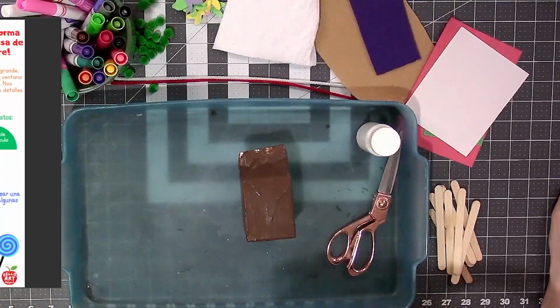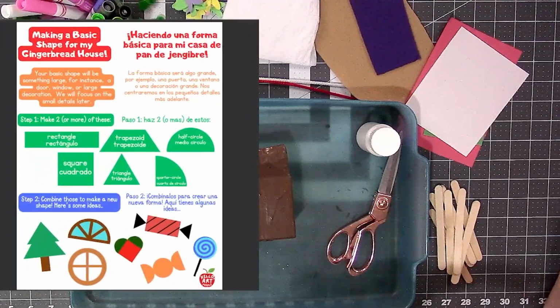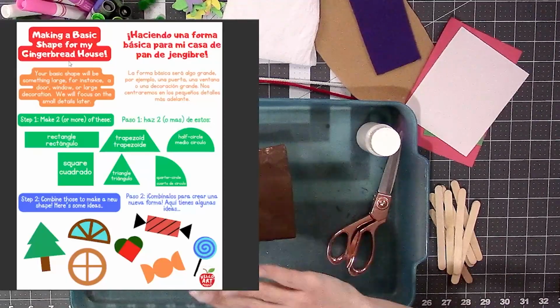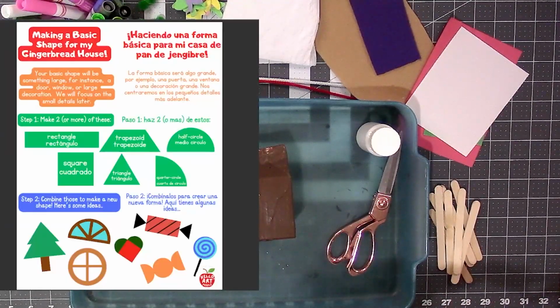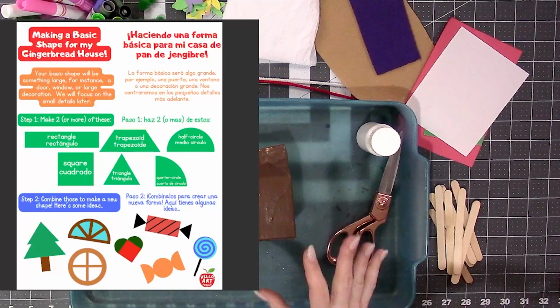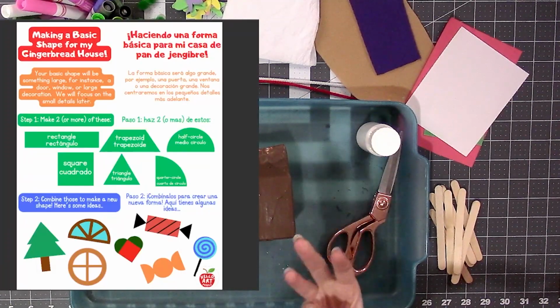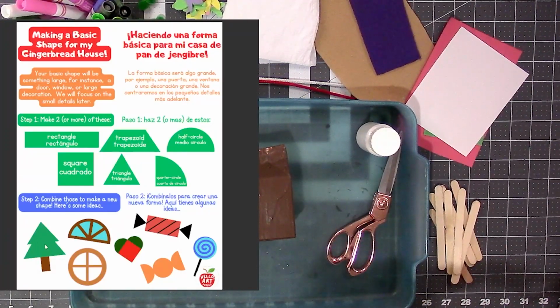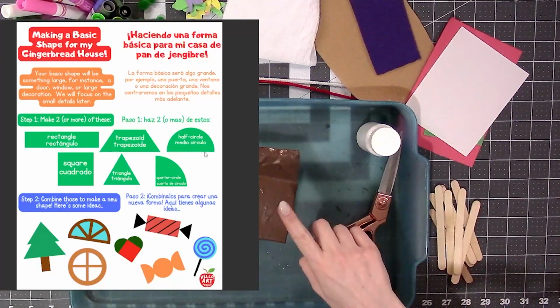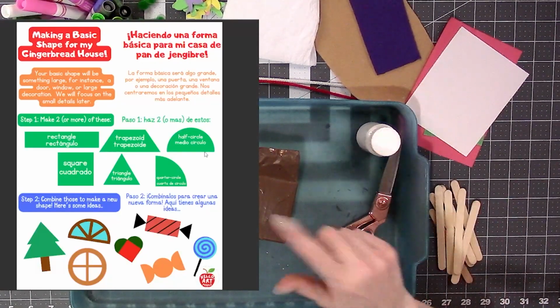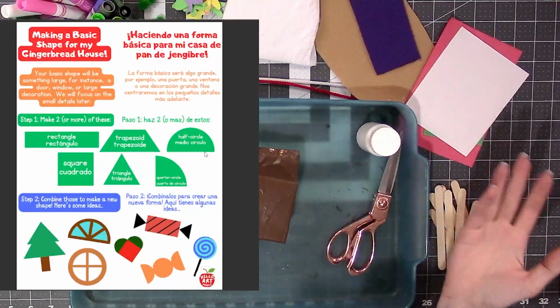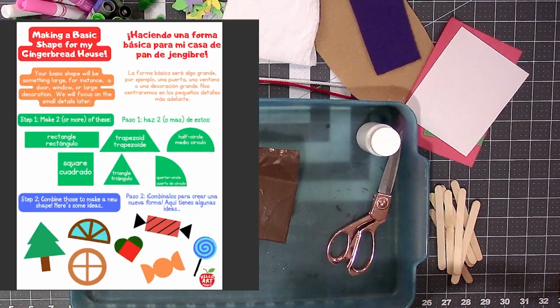All right, now let's look at our task. So making a basic shape for your gingerbread house, we're going to make the basic shapes first and then we'll do details later. So it's going to be something large. So you can start by making a window, a door, maybe a large decoration like a Christmas tree. So we're going to do this by making 2 or more of these shapes here. So you'll either make a rectangle and a square, or you'll make a triangle and a trapezoid, 2 half circles, however you want to do it.